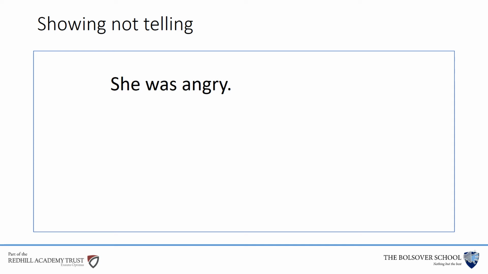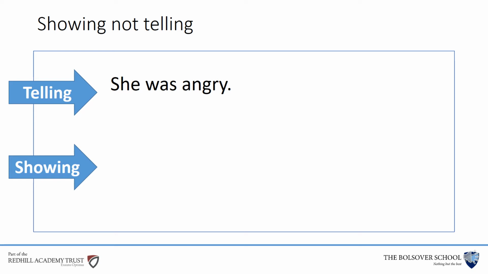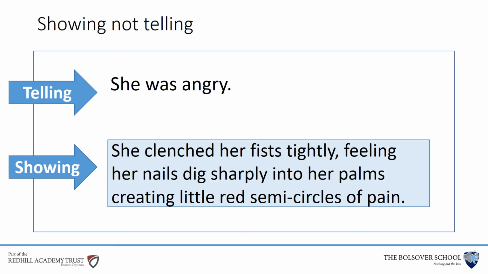She was angry. This is a typical sentence students use thinking they are describing how the character is feeling. And they are, but it's another telling sentence. It doesn't tell you what this anger looks like. How angry is she? What does she look like when she's angry? What does she do when she is angry? She clenched her fists tightly, feeling her nails dig sharply into her palms, creating little red semicircles of pain.